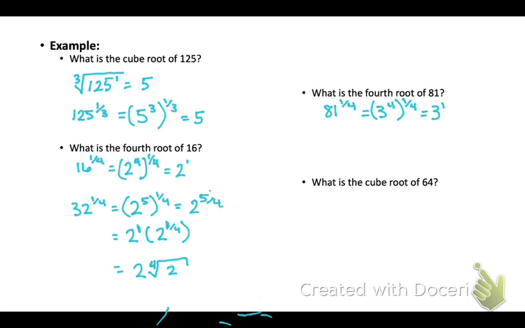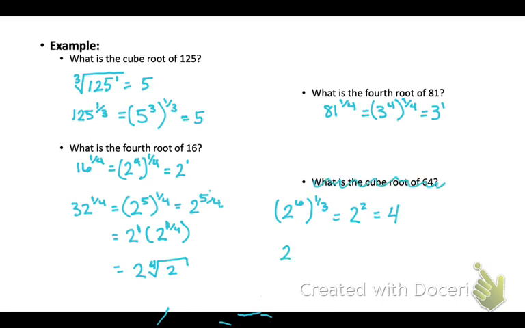So what if I had 2 to the 6th to the 1/3? Well, 1/3 of 6 is what? 2. So it'd be 2 squared, which would be what? 4.